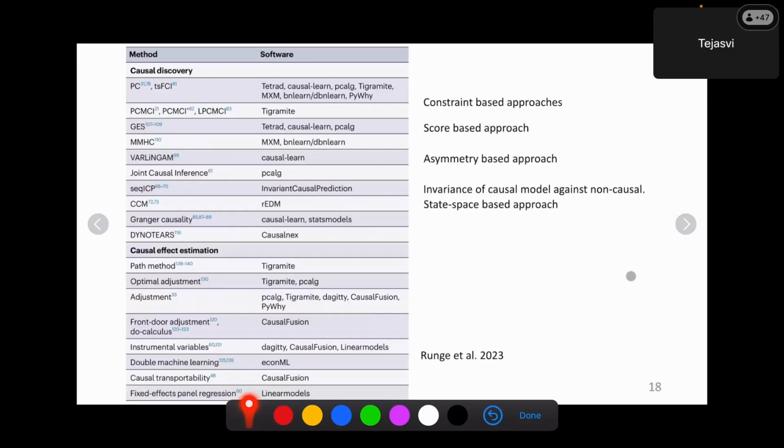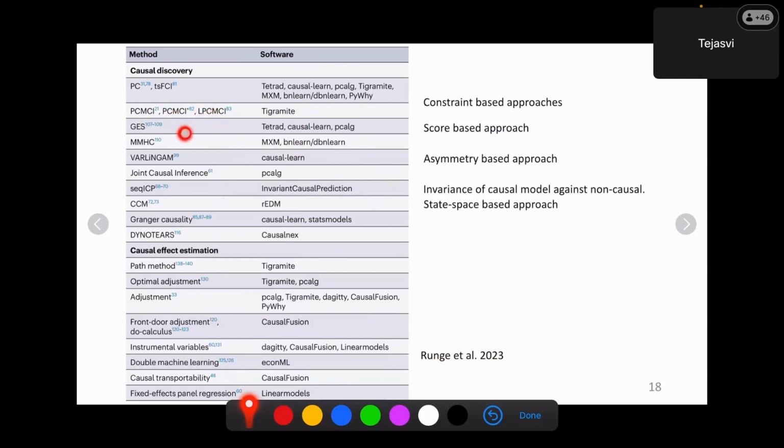Here are some more causal discovery methods available. You can look them up in the latest review paper by Jakob Runge's group, called Causal Inference for Time Series. They list all the methods that are available with open source software to perform them. And there's something called PCMCI, which has evolved to PCMCI plus and LPCMCI. If there are hidden confounders that you don't know about, it tries to address that challenge.